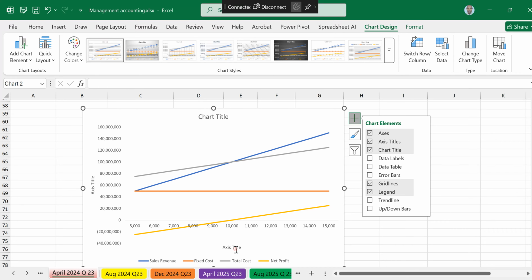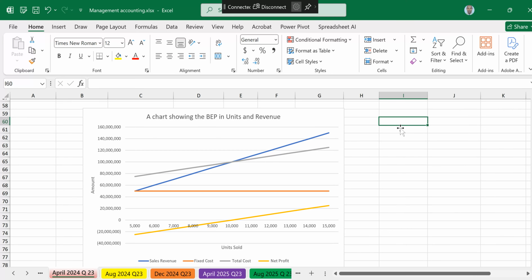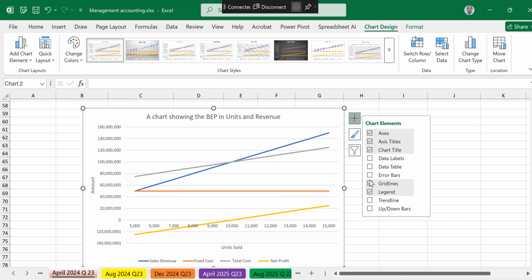Then here, units sold on the x-axis, and on the other side the amount. A chart title: a chart showing the BEP in units and in revenue.